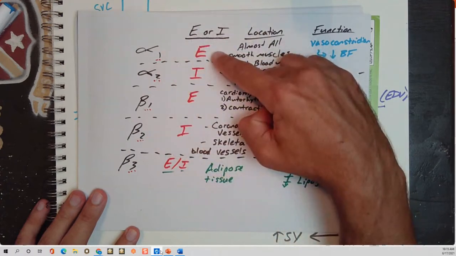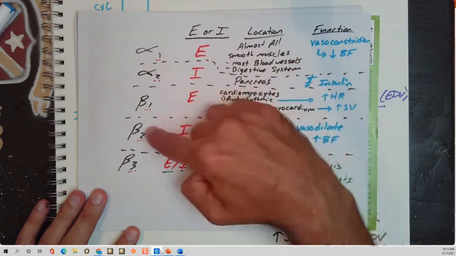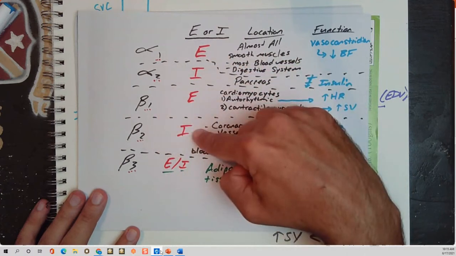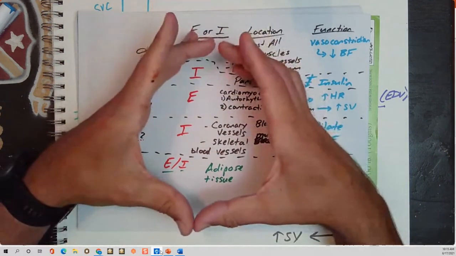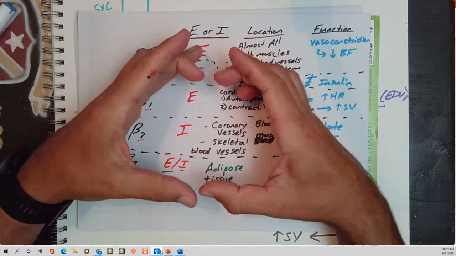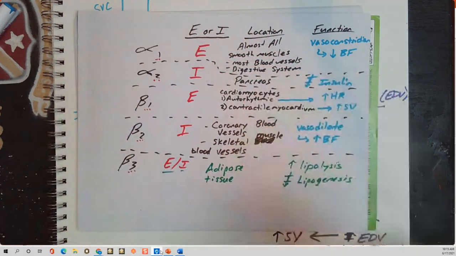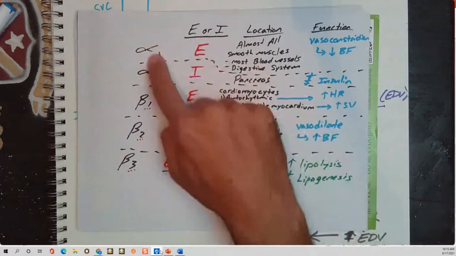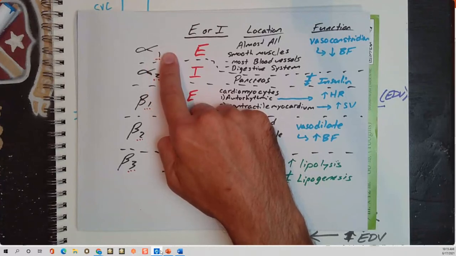What's the difference between those two and their function? Alpha-1 is excitatory and beta-2 is inhibitory. Which of these, excitatory or inhibitory, is going to cause the contraction of the inferior vena cava? So let's put that all together. What type of adrenergic receptors are you going to find on the inferior vena cava? Does that make sense, y'all?